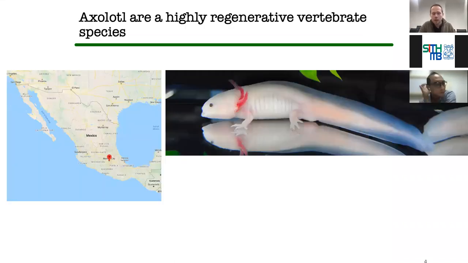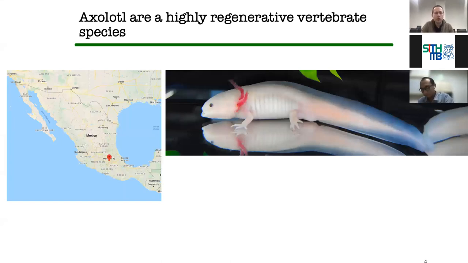So in our lab, we tackle all of these types of questions in the axolotl. You've seen that picture already before. This salamander is native to Mexico. Just south of Mexico City, there are a couple of lakes, and that's where they're native to. Incredibly rare in the wild and almost extinct, unfortunately.